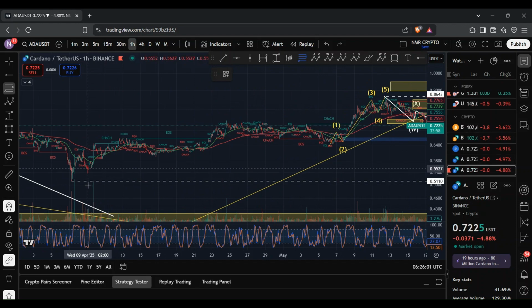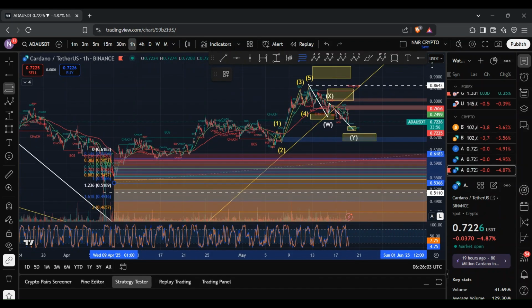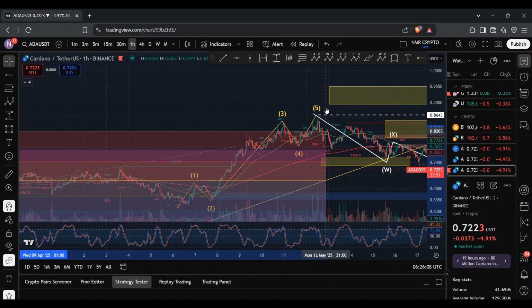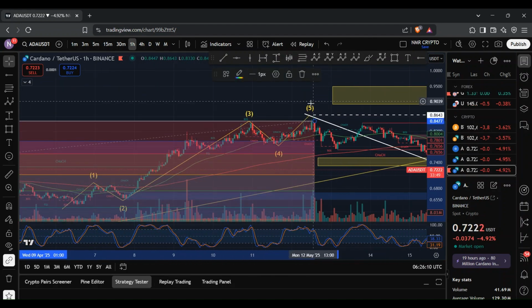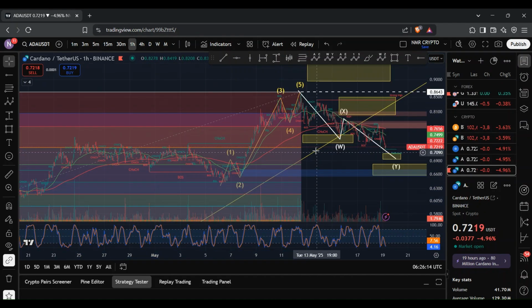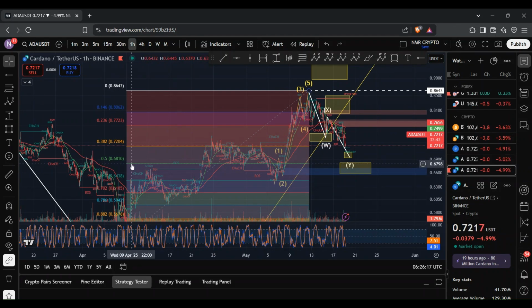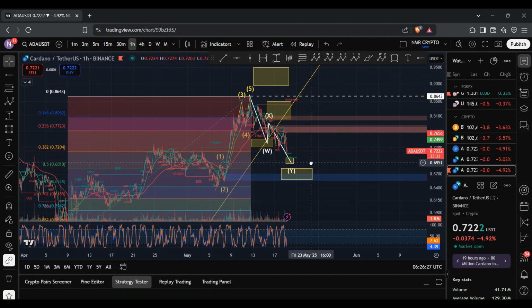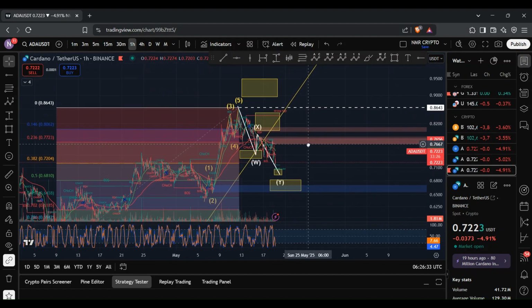And so if I use the fib tool and bring that to over here, you can see that ADA has a potential to reach anywhere between 68 to 77 cents, which more or less falls within this region here, the upper target of this region here. And so, yeah, there is still a little bit more room to the downside. However, given that we are within this region between 23.6 to 50%, we could see that reversal to the upside.